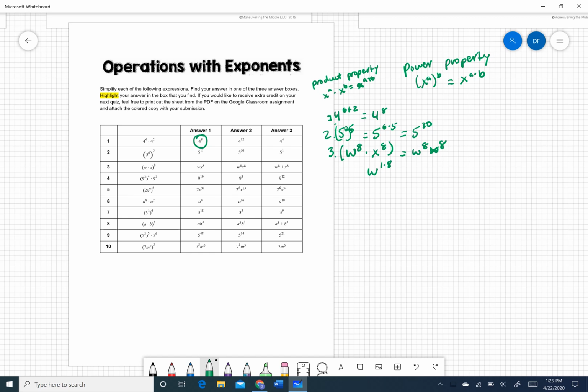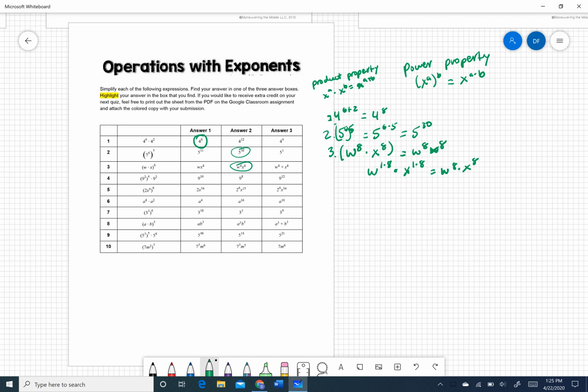So w can just be written as w to the 1st power as well as x to the 1st power. So w to the 1st times 8, and then x to the 1st times 8. And so this just becomes w to the 8th times x to the 8th. Okay. So this is our final answer here. So we have this one here. And then 5 to the 30th is our next answer there.